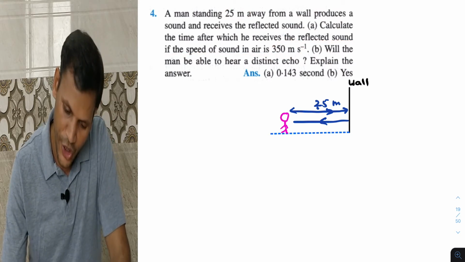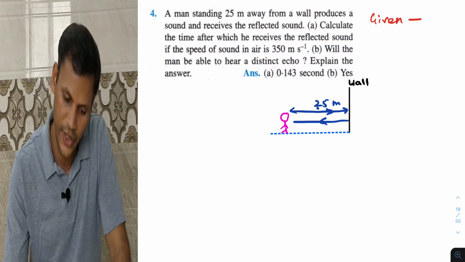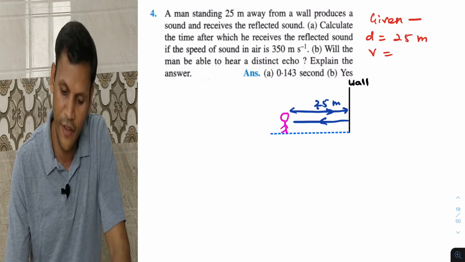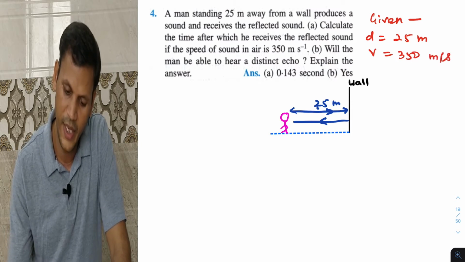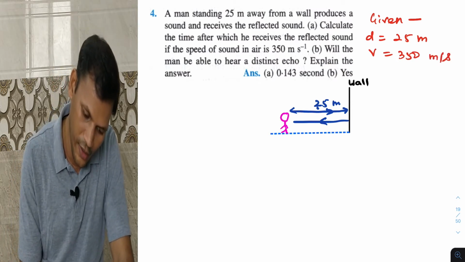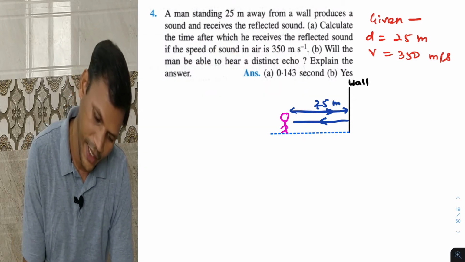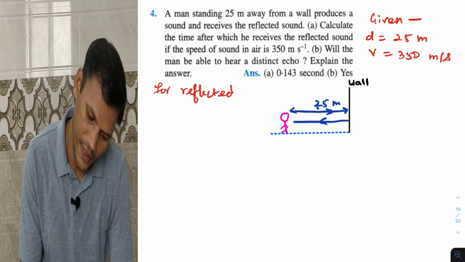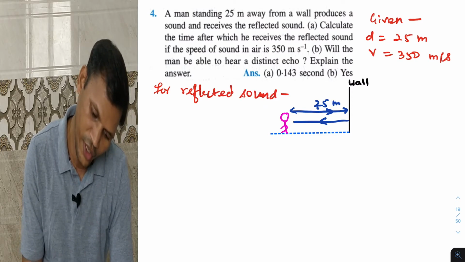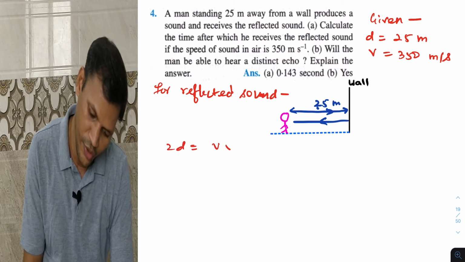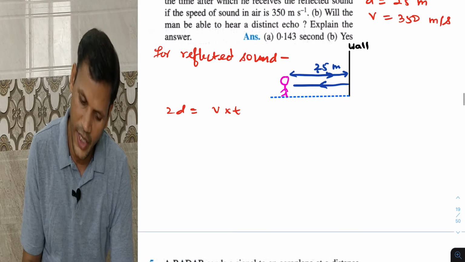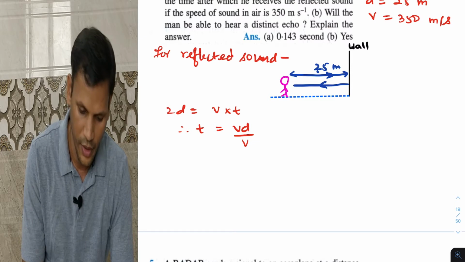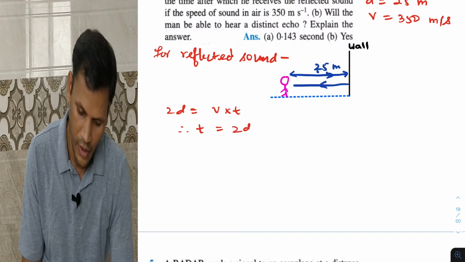Fine. What information is there? Just we can write distance d is equal to 25 meters and v is given as 350 meters per second. So for reflected sound, what is the condition? What is the formula? 2d is equal to v into t. So we have to calculate time. So time t will be 2d upon v.